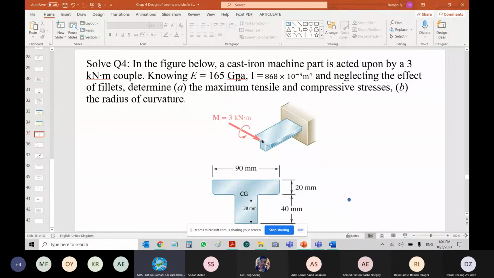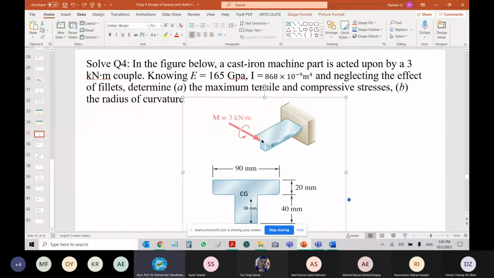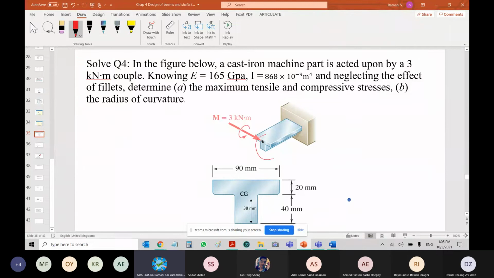See here, the figure below, a machine part. This is a machine part acted upon by a 3 kilonewton couple. When I say there's a 3 kilonewton couple at this end, you should be able to imagine the deformation, how this is going to happen, right? How is this going to bend? Immediately you should be able to understand the bending, and this will be going like this, right? If I put the member like this, it is just going down. You should be able to understand the bending direction.